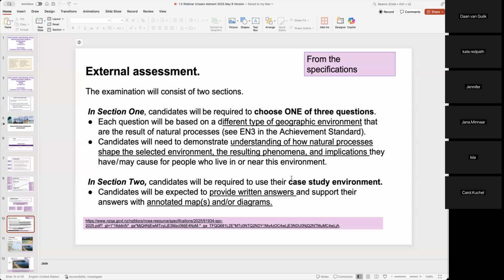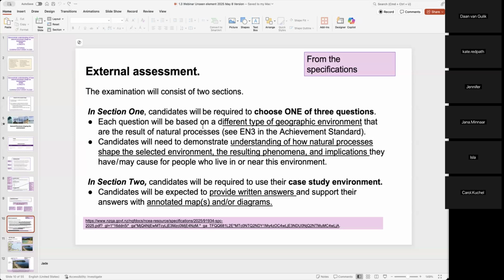Now, it does say in the assessment spec, written answers, and support the answers with annotated maps and/or diagrams. So there is that expectation that a really solid answer will have diagrams or annotations and maps that the student refers to, to support what they're saying.